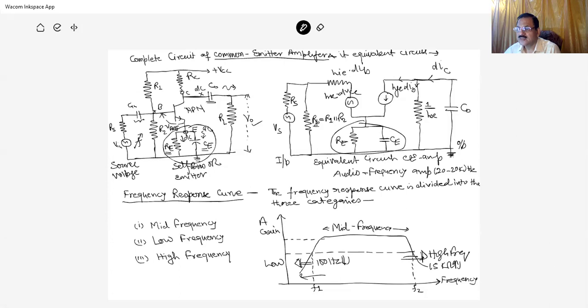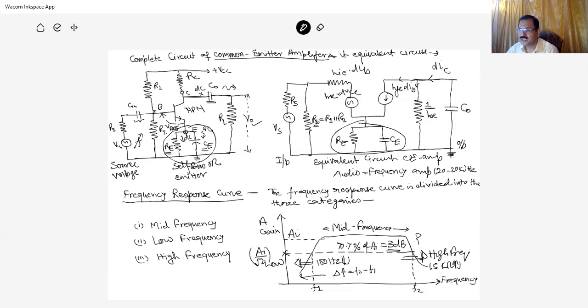Now we can take this gain, this is the gain AI, and this is AI over root 2, that is 70.7% of AI, or sometimes it is also called 3 dB. We will discuss later on what the 3 dB is, and this range is the difference, that is delta F. Delta F is equal to F2 minus F1.